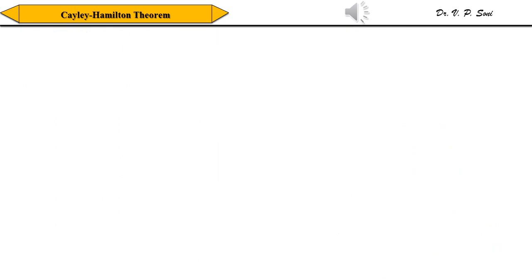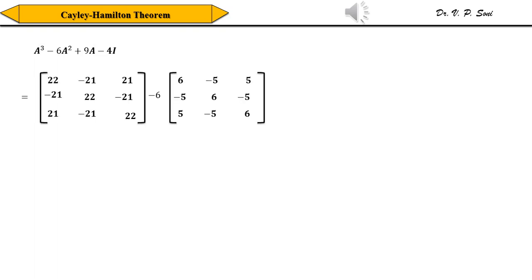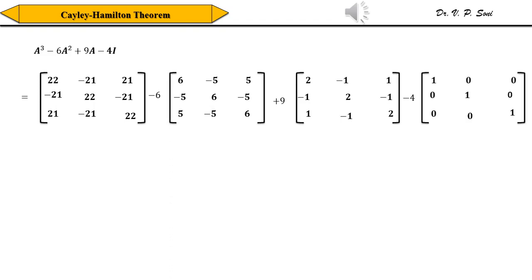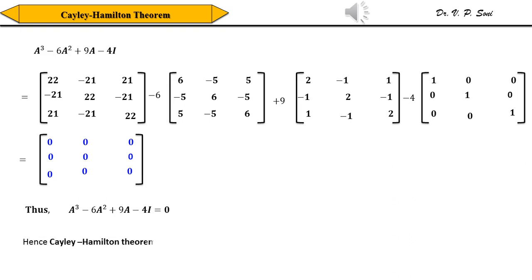Now A cube minus 6A square plus 9A minus 4I equal to, put the matrix A cube minus 6 matrix A square plus 9 matrix A minus 4 identity matrix I. Now adding them, then we get matrix whose first row 0 0 0, second row 0 0 0, third row 0 0 0. Thus A cube minus 6A square plus 9A minus 4I equal to null matrix, and Cayley-Hamilton theorem is verified.